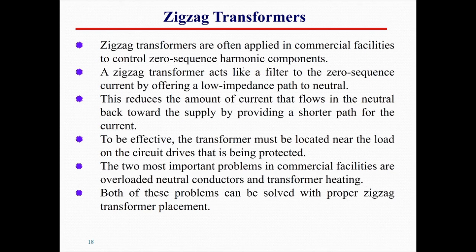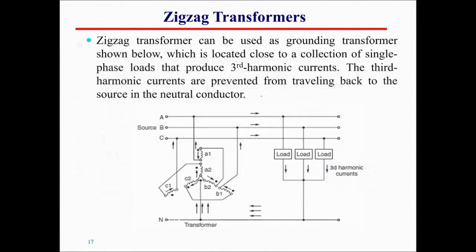Zigzag transformers are often applied in commercial facilities to control zero sequence harmonic components. Zigzag transformers act like a filter to zero sequence current by offering low impedance back to the neutral. This reduces the amount of current that flows in the neutral back toward the supply by providing a shorter path for the current. So as we said previously, it will not allow the current to go through the source. The neutral current will not be allowed to go back to the source.